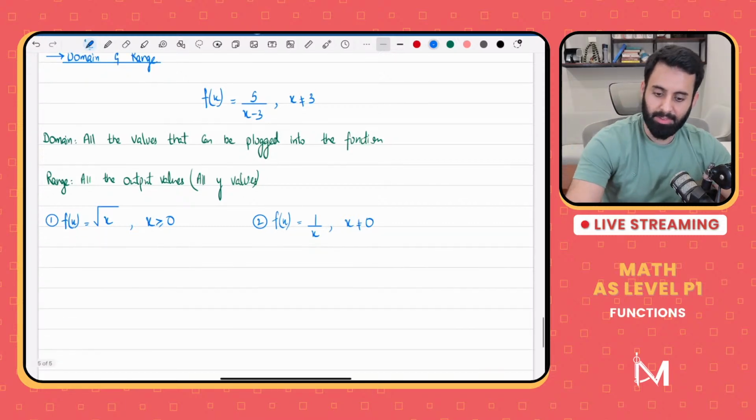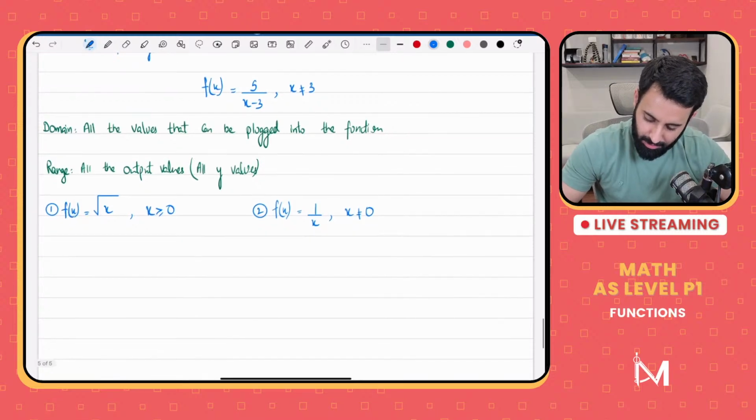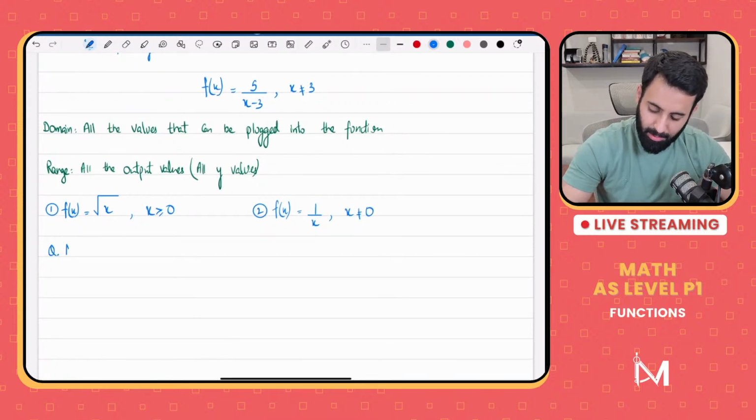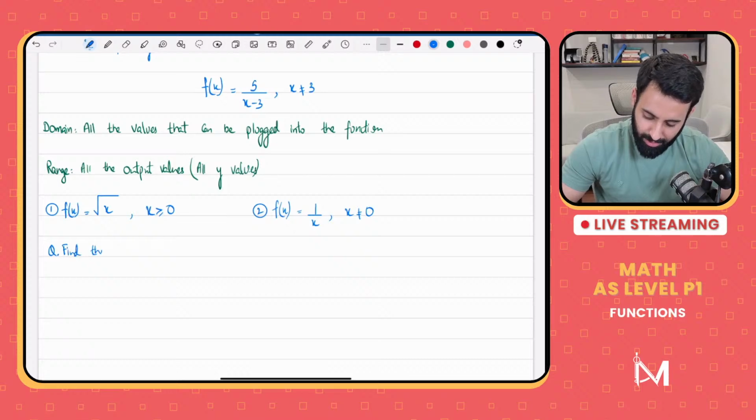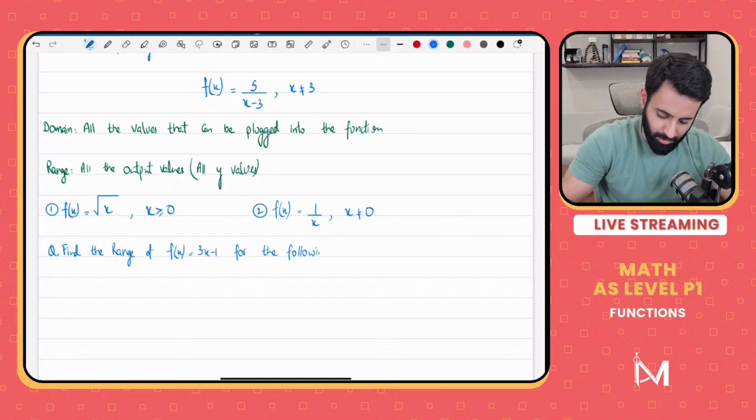Now then there is some restricted domain as well. So let's do some examples. Let's do some basic examples, and then we'll do some past paper questions as well. So let's say the question says: find the range of f of x, which is equal to 3x minus 1, for the following domains.